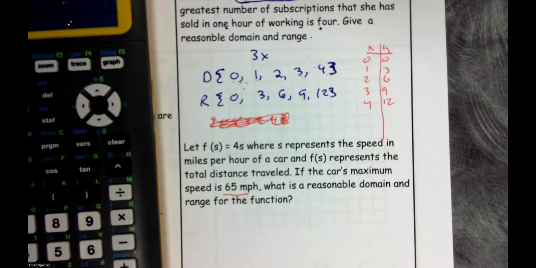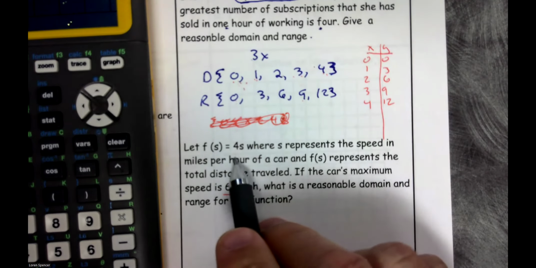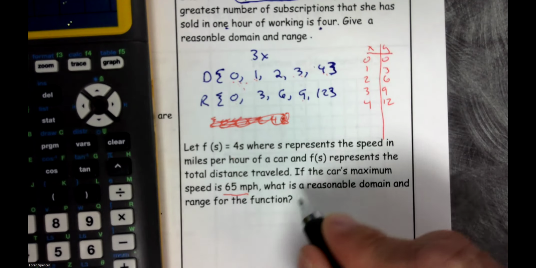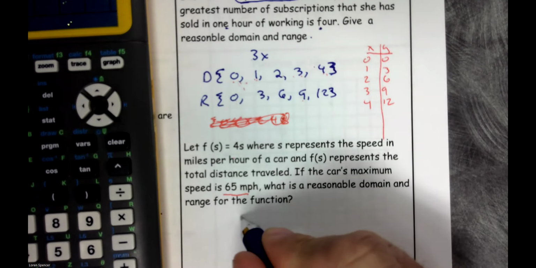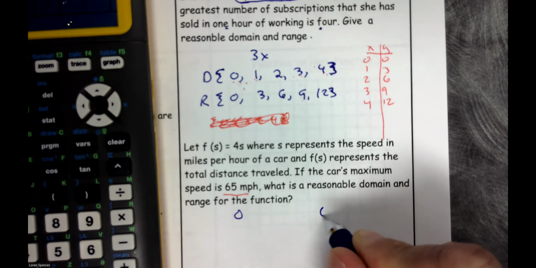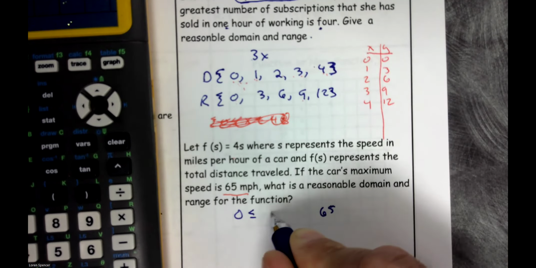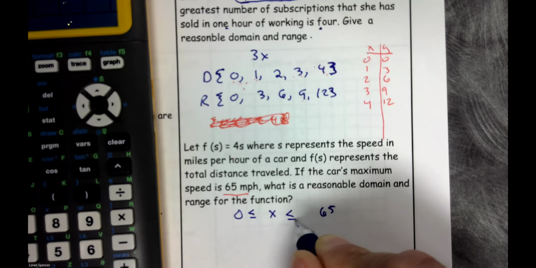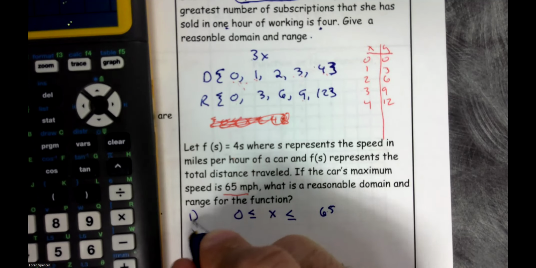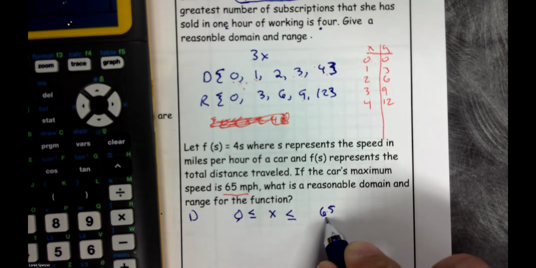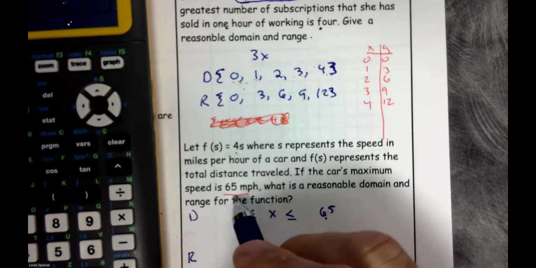All right, so we know that it's 4s. Well, it could be going 0. So the minimum it could be going for the domain is 0. The maximum is 65. So 0 less than or equal to x less than or equal to 65. That would be my domain, because we can't go slower than 0 and we can't go faster than 65. My range would be 4 times that.